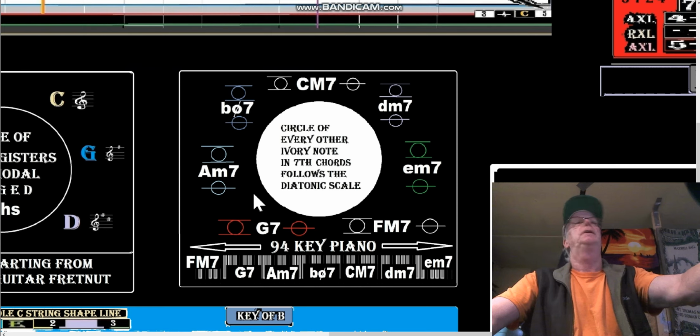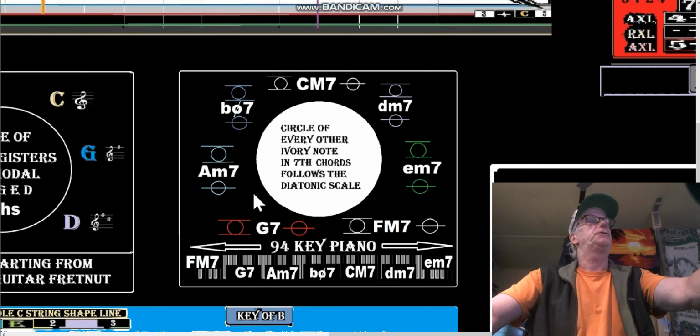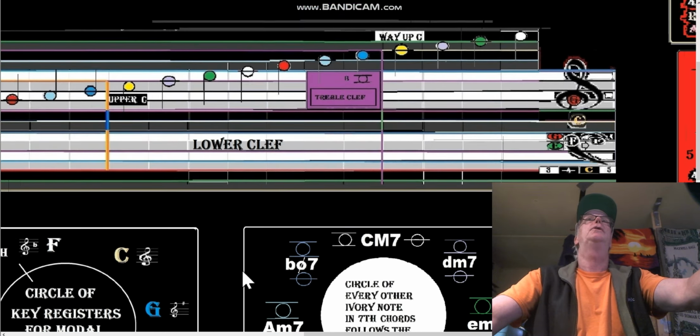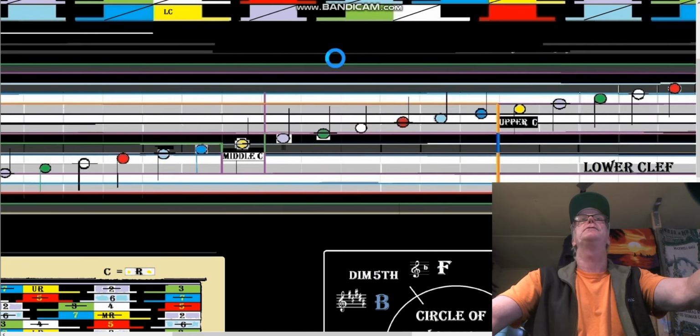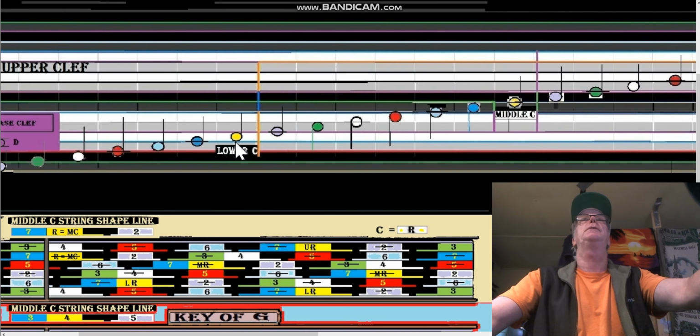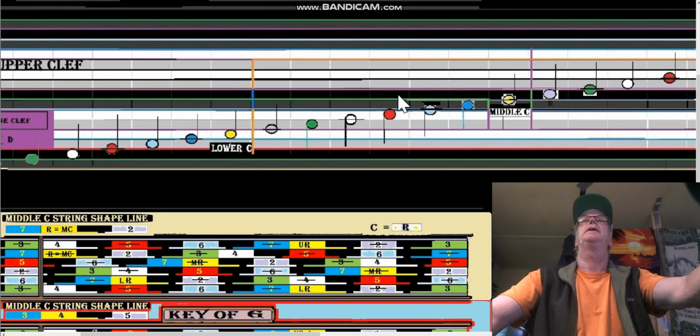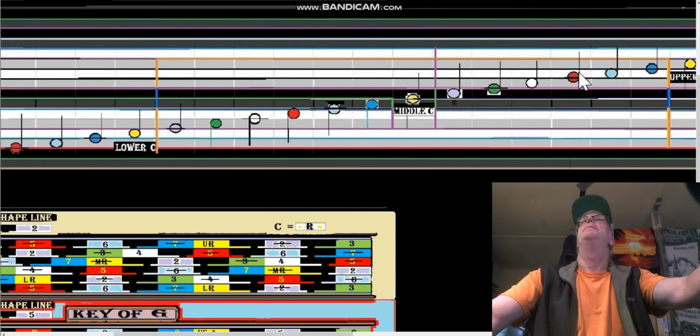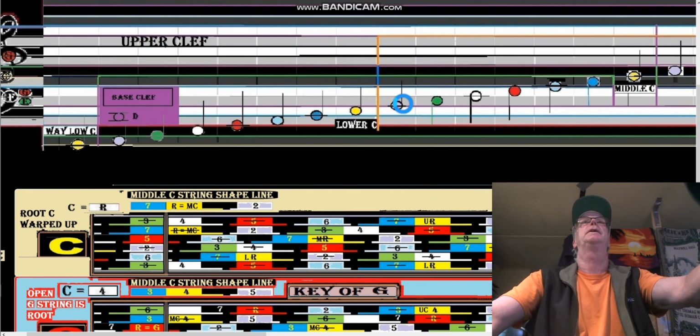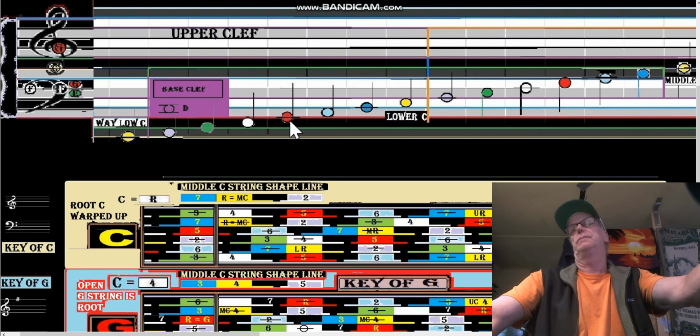Let's find that G. I call it the low G. So why would we call it the low G? Here's middle C, here's lower C, we'll call it the lower G. You see? Here's the lower G right here, sorry. So here's middle C, here's middle G, here's the lower G because it's lower than the C, and then this G down here, which is lower than low C, is way low G.